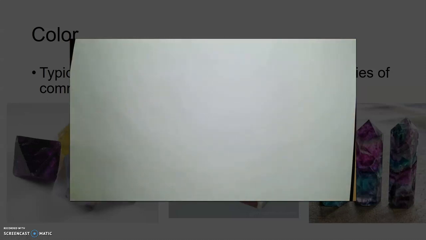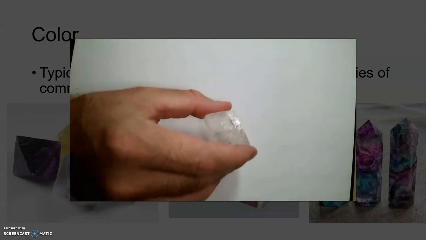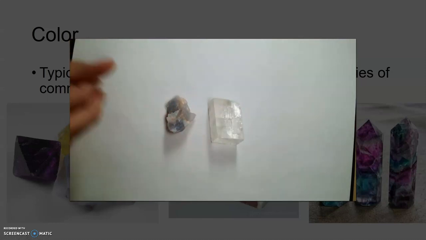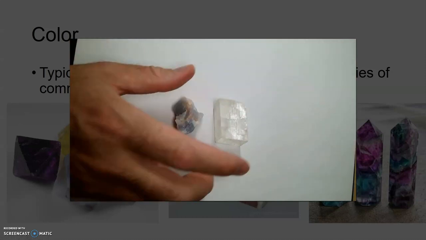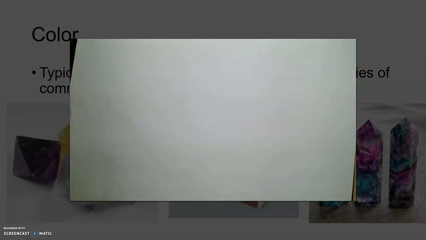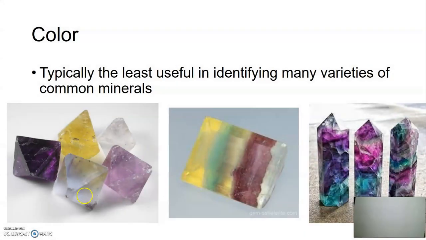Another good example here. This one's clear. This one's blue. The same exact mineral. Color is one of the last things you should look at. Not that it's not important, but it really is one of the last things you should look at because it can trip you up every time. So again, all three of these minerals are the exact same thing. Sometimes minerals can have different colors within them. It's kind of weird, kind of freaky.